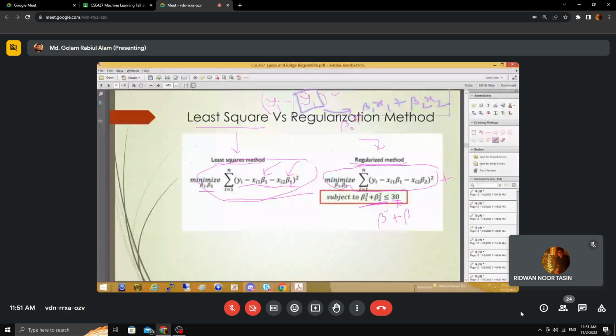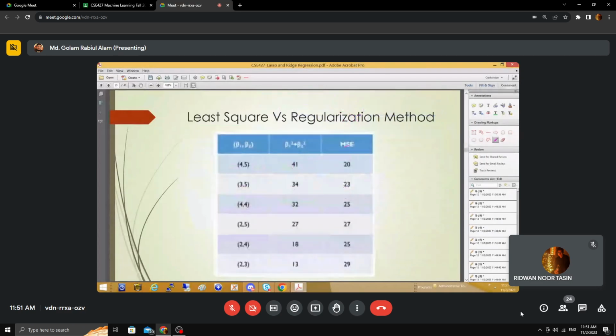Originally we are doing the same thing, the least square, but we impose some form of constraint. If you can see this example, the MSE, or we can say SSR, sum of square residuals, and we have beta 1 and beta 2, and here is beta 1 square and beta 2 square. So we have to set the threshold here, like beta 1 square plus beta 2 square less than or equal to 30. If we set a threshold like this, then what will happen?